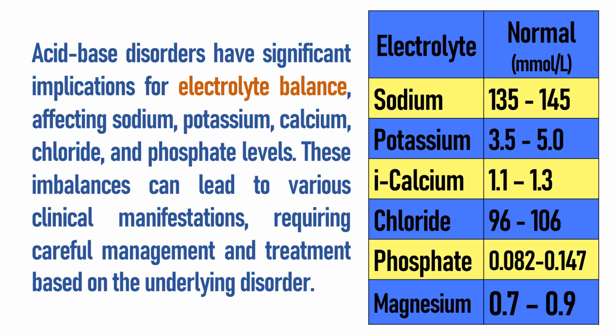Acid-base disorders have significant implications for electrolyte balance, mainly affecting potassium, calcium, chloride, and phosphate levels. These imbalances can lead to various clinical manifestations, requiring careful management and treatment based on the underlying cause. Please pause here and go through the table depicting the normal serum levels of the important electrolytes including sodium, potassium, ionized calcium, chloride, phosphorus and magnesium. These are numerical values which you cannot afford to forget and need to remember throughout your professional career.